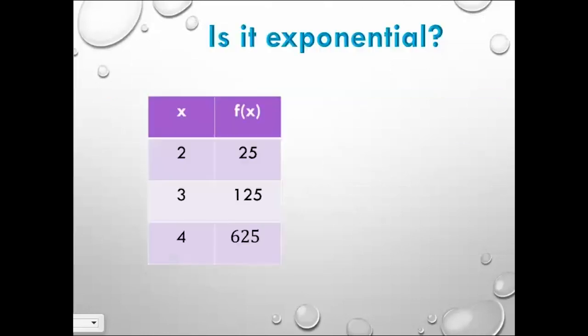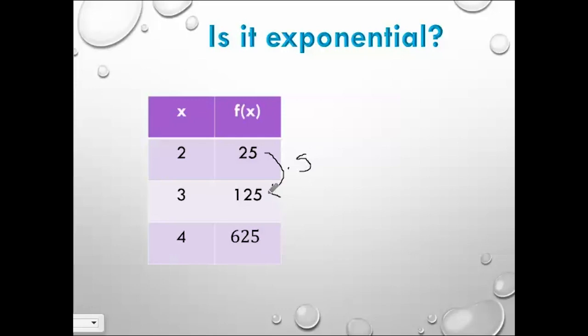Now the last thing that we're going to look at in this video today is how to determine from a table whether we're dealing with an exponential function. So how do we figure that out? What we want to do is look for a pattern, meaning is it being multiplied by the same amount to get from step to step? So what do I multiply to get from 25 to 125? That's 5.